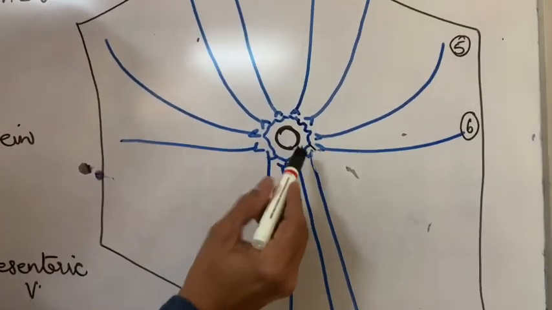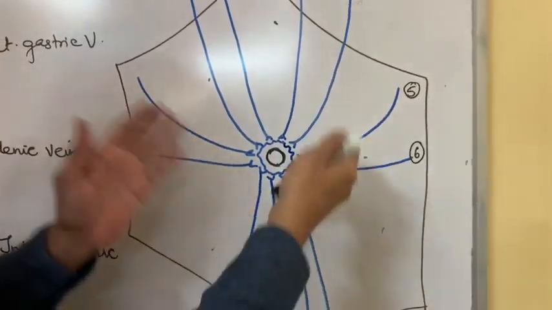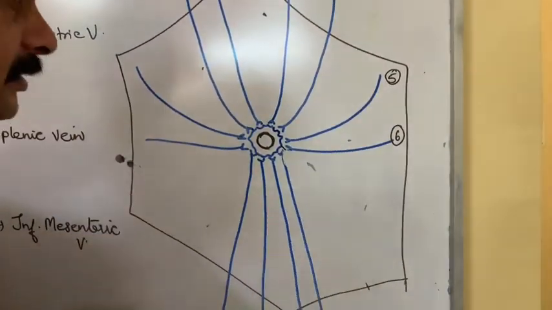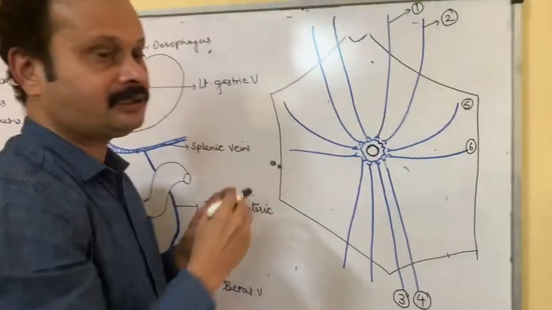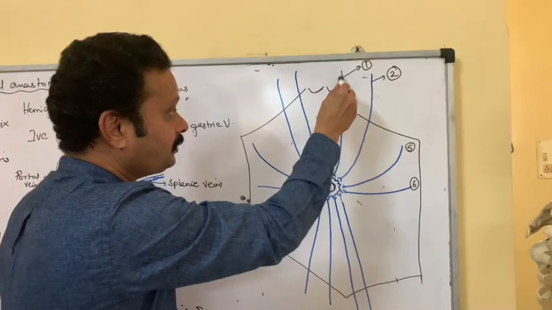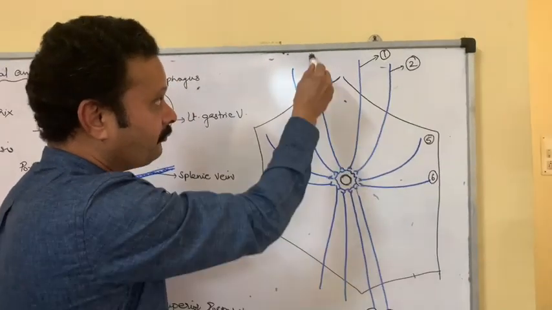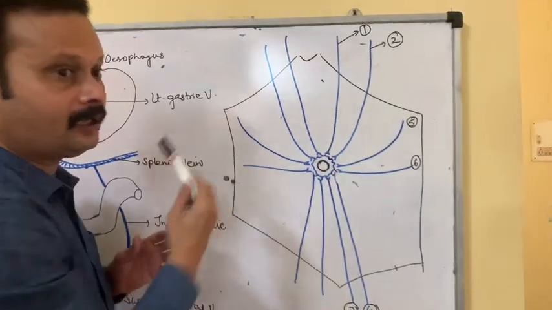This is the umbilicus. It is anastomosing with different veins from above, from the sides and from below. So it is anastomosing with the systemic veins belonging to the caval system from above by this number 1. It is the superior epigastric vein of either side.